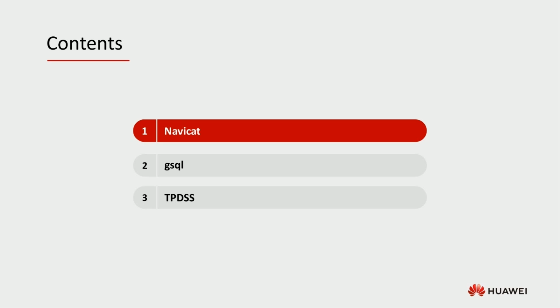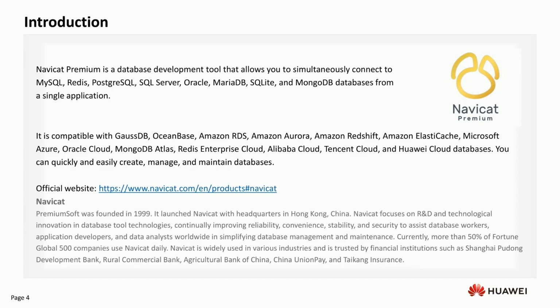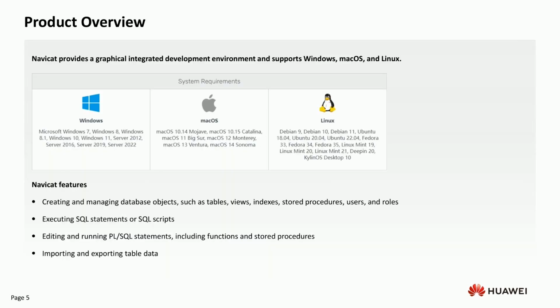First, let's look at Navicat. Navicat is a mature commercial database development tool. It allows you to connect to multiple databases, such as MySQL, Oracle, GaussDB, and other mainstream databases from a single application. Navicat supports Windows, Mac OS, and Linux. Navicat also provides features such as creating and managing database objects, executing SQL statements, and more.